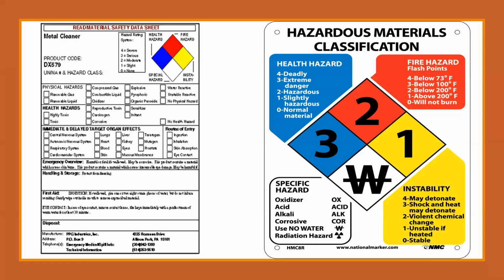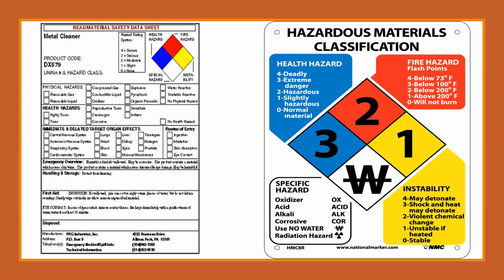So blue color shows the health hazard, red color shows the fire hazard, yellow color shows the instability. Why does it show the instability? Because many of the chemicals are stable at the normal condition. So it shows the instability.